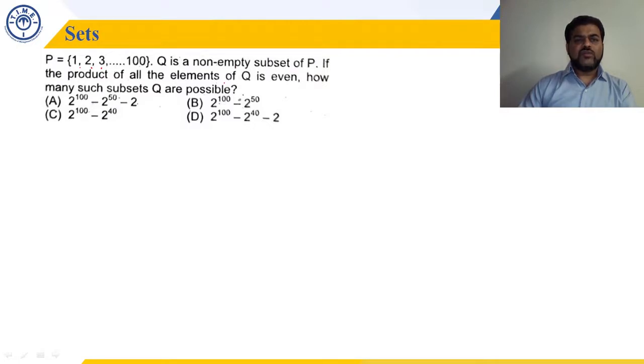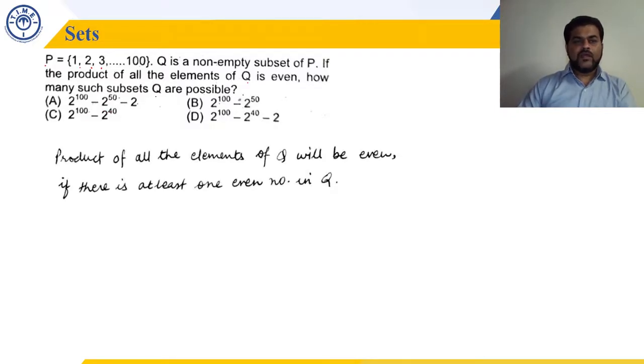If the product of all the elements of Q is even, all the elements which are present in Q, their product is even, how many such subsets Q are possible? So basically from this set P, we have to find out how many subsets can we have in which the product of all the elements will be even. So product of all the elements of Q will be even if there is at least one even number in Q. This point is very critical.